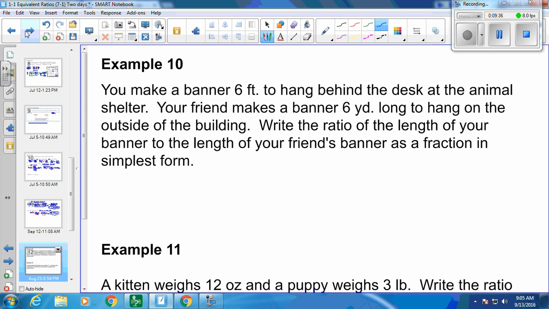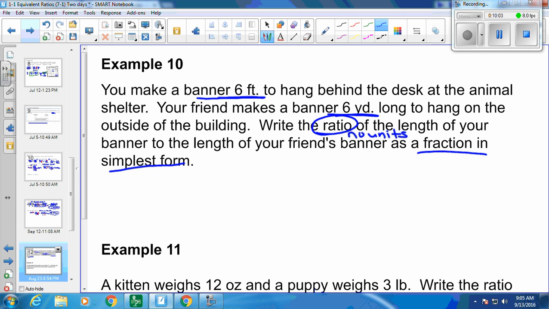First of all, my final answer needs to be a fraction in simplest form. They're asking for us to be writing a ratio. Again, a ratio ends up not having any units, so we don't want any units in our final answer. We see that vocabulary. Our banner is 6 feet, and our friend's banner is 6 yards.